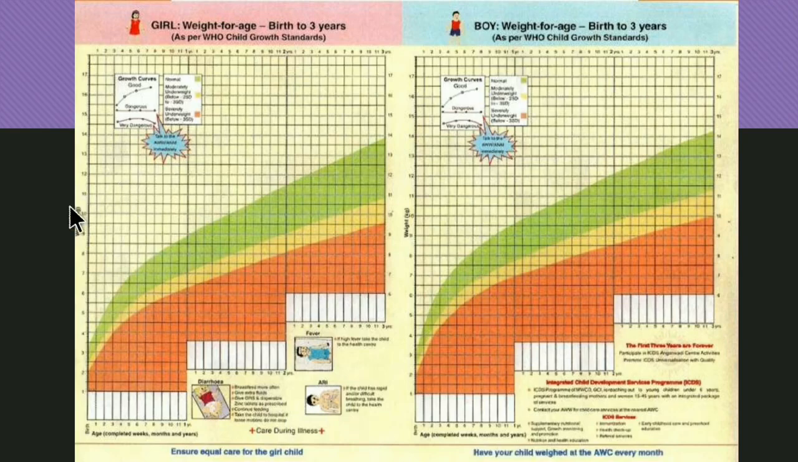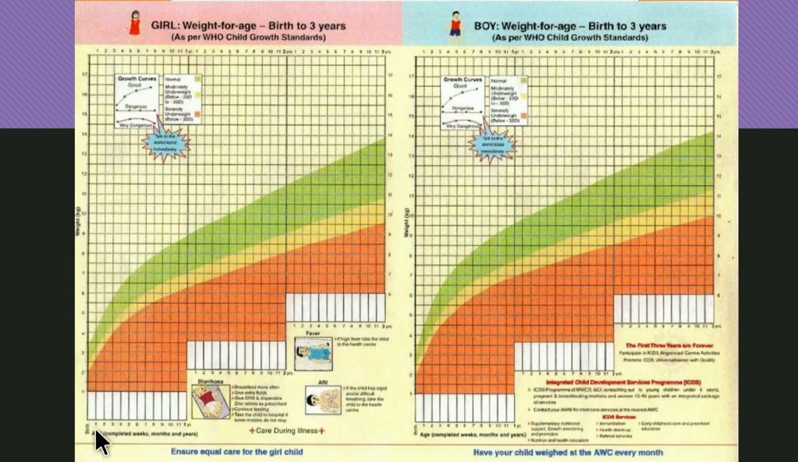Now on the x-axis it is age. You can see this section is for the first year of the child, this section is for the second year, and this section is for the third year. And in the first year you can see there are 12 partitions. Each partition represents 1 month. So this is the first month, this is the second month, this is the third month. So for every month of the child there is one partition. And this is how the growth chart for a 3-year-old child is plotted.